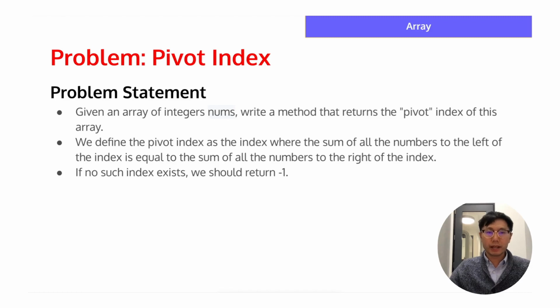Now, let's take a look at an example problem called pivot index. The problem statement is that given an array of integers called nums, write a method that returns the "pivot index" of this array. Here we define the pivot index as the index where the sum of all the numbers to the left of the index is equal to the sum of all the numbers to the right of the index. And if no such index exists, we should return -1.